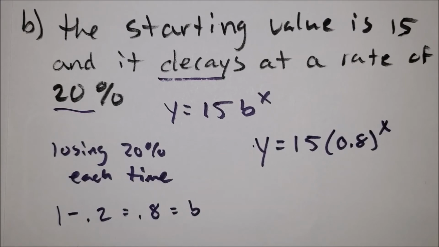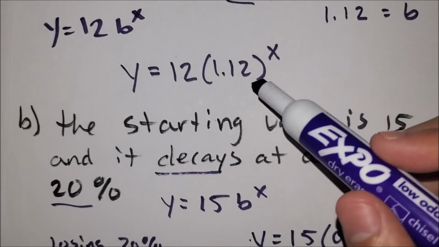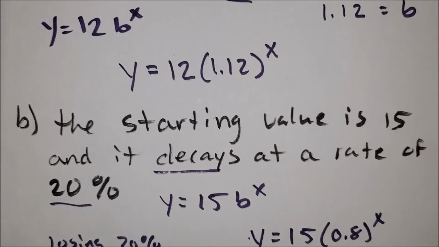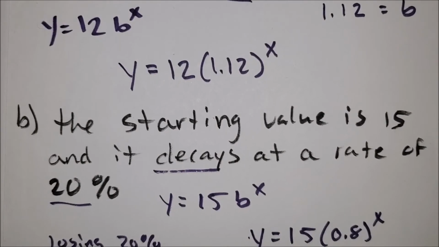So you can notice that when we had our growth, we had a number greater than 1, and when we had our decay, we have a number less than 1.